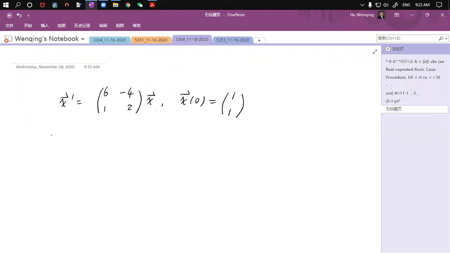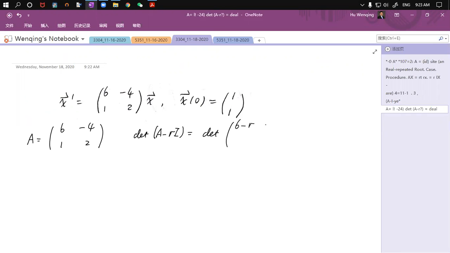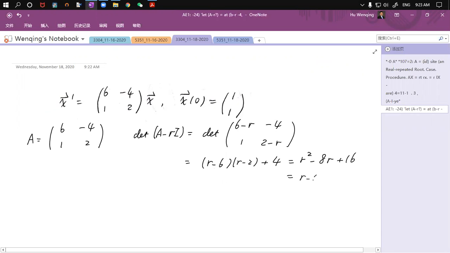Well, the method is the same. You're going to set the matrix A equal to 6, -4, 1, and 2, right? So that's going to be your matrix A. Then you're going to solve for the eigenvalues. The determinant of A minus rI is the determinant of 6 minus r, -4, 1, and 2 minus r. That's going to give you (r - 6)(r - 2) + 4, so r squared minus 8r plus 12 plus 4, which is r squared minus 8r plus 16, so (r - 4) squared. You're going to set it to 0.